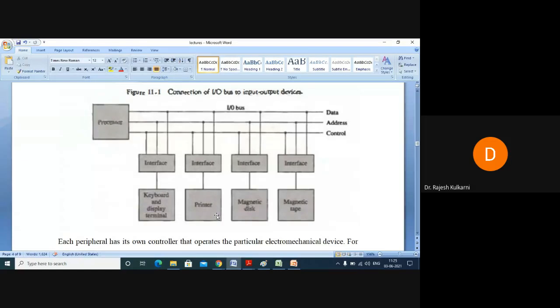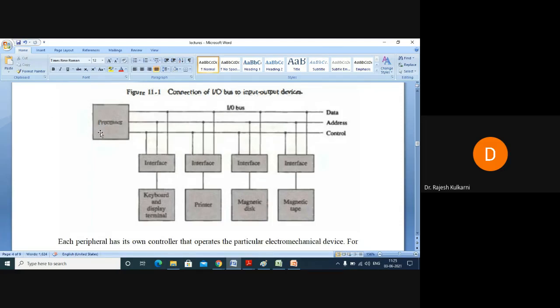Our printer is an output device. Magnetic tape is an output device. Magnetic disk can be an input-output device. Keyboard is an input device. Monitor is an output device, like that. So for talking to the input output devices, the CPU has its own input output bus.